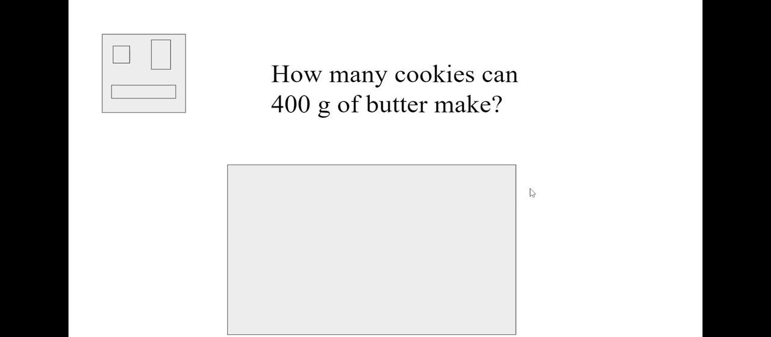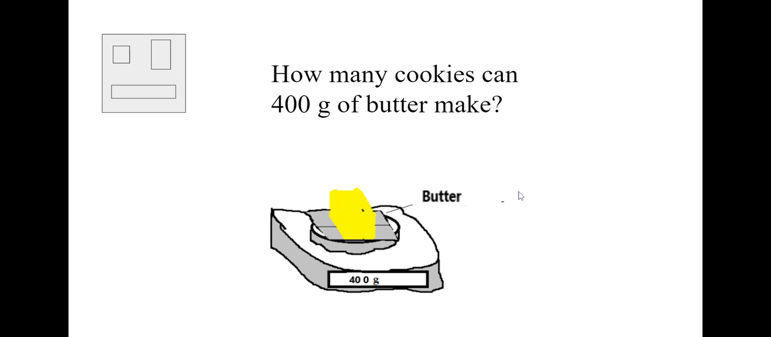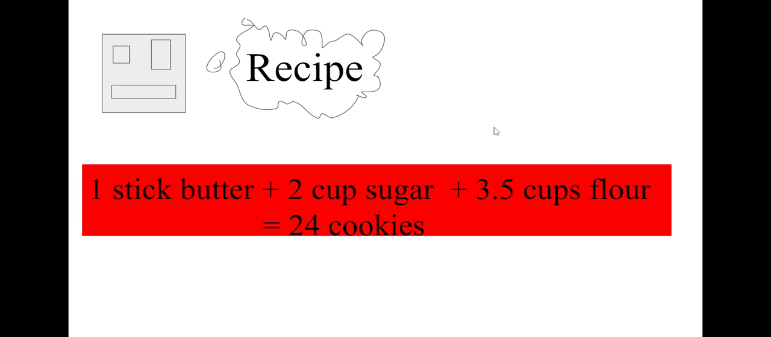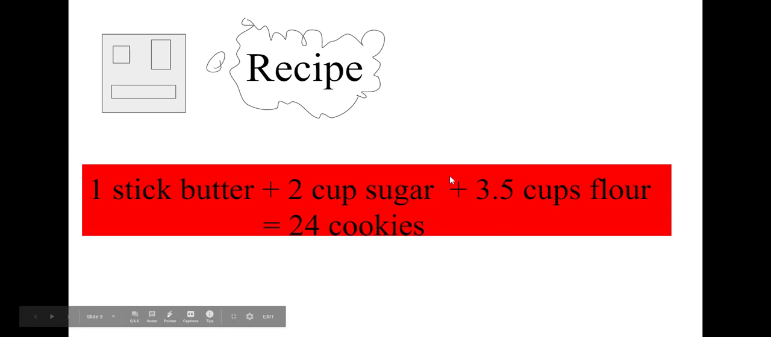So let's say you had a question like, how many cookies could 400 grams of butter make? Well, the first thing you need to consider is what's my recipe? And the recipe is going to give you an equation. And here's your equation: 1 stick of butter, 2 cups sugar, 3.5 cups flour, and you get 24 cookies.